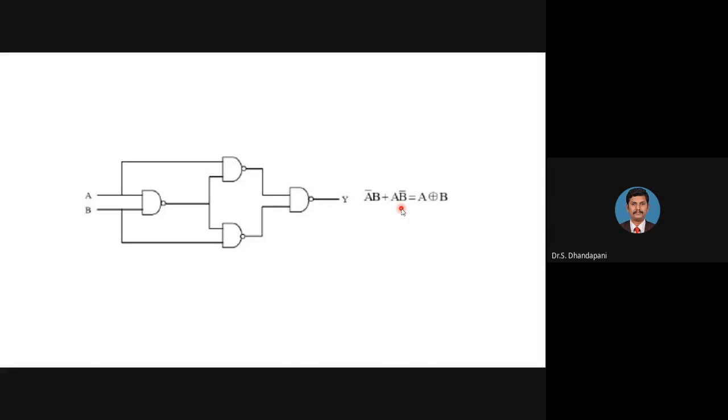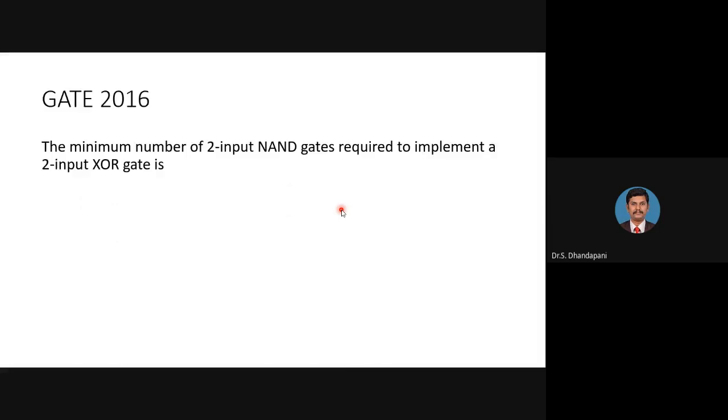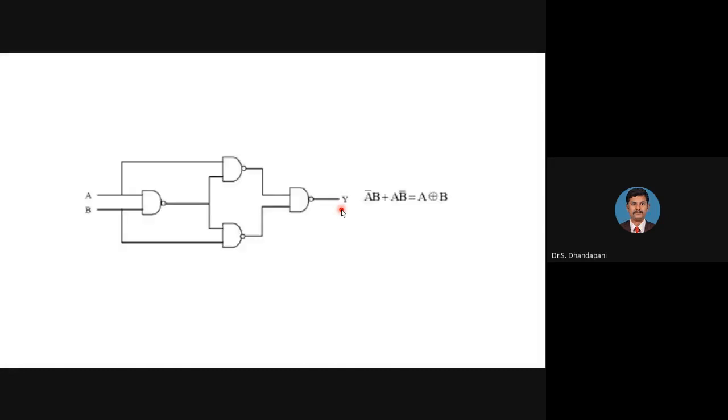I have not given the steps for saving time. You can make a note of this diagram after completing the session. Please all of you verify through Boolean expressions and simplifications. So from this diagram, we are seeing that a 2-input XOR gate can be implemented using 4 2-input NAND gates. This is the minimum circuit diagram. We have a circuit diagram using 5 NAND gates also, but the question is the minimum number. So the minimum number is 4. Less than 4 we cannot implement.